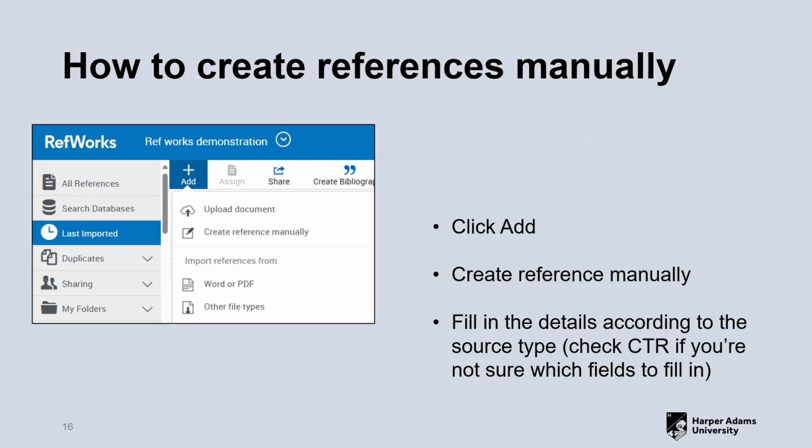Instead of importing references, you can actually add them manually. It could be that you're not even able to import the reference at all. So to do this, click the Add button and go to Create Reference Manually, and you'll be able to fill in all the details accordingly.